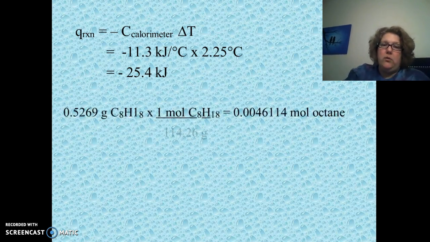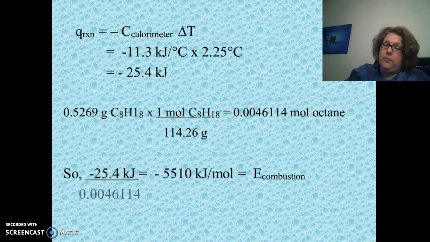All right, so we want it per mole of octane now, so I've got to convert my grams of octane to moles of octane. So now, to get the enthalpy per mole, I just simply take the enthalpy and divide it by the moles. And here it is. This is a much larger delta H than we saw in the acid-base reaction a minute ago, which makes sense because this is fire. So the enthalpy of combustion, or energy of combustion, is negative 5510 kilojoules per mole.